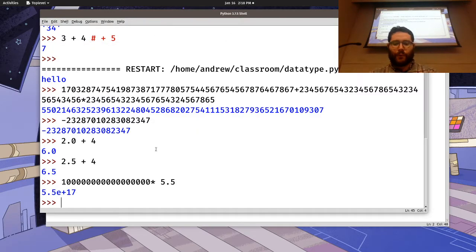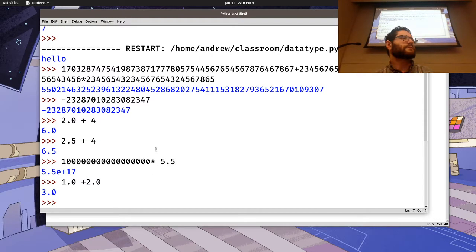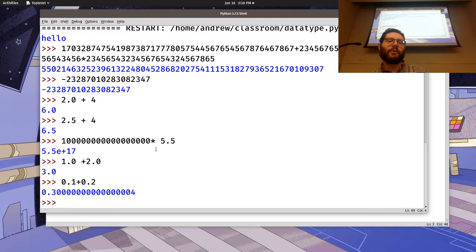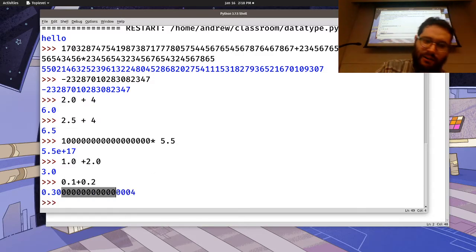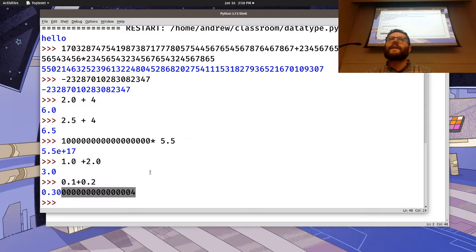Like, for instance, 1.0 plus 2.0, perfectly fine. But on the other hand, 0.1 plus 0.2 gives you 0.3 and a bunch of zeros and a 4. And that's because it's trying to take this 0.1 plus 0.2 and turn it into 0.3, which it cannot accurately encode in binary without some amount of error.